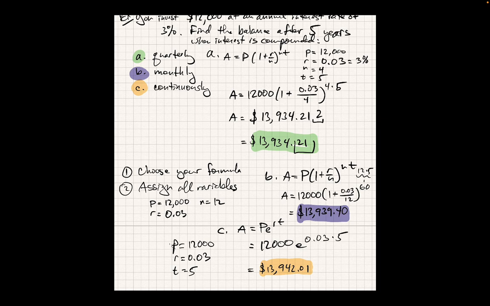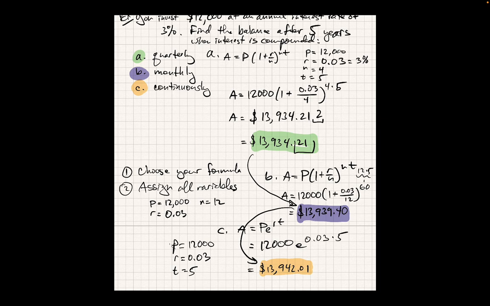What do we notice about our 3 answers? They're within 10 of each other. How many times did I compound interest for quarterly? 4. For monthly? 12. For continuously? You didn't. You could say infinite. So what's the trend here? It gets bigger. Only compounding interest 4 times a year, I get a little bit more if I compound interest monthly.